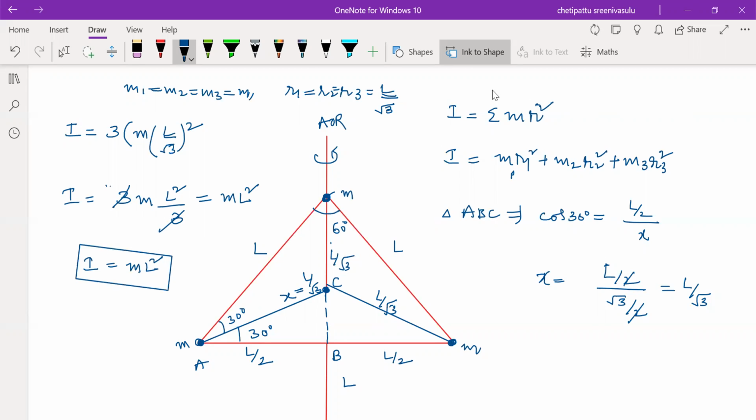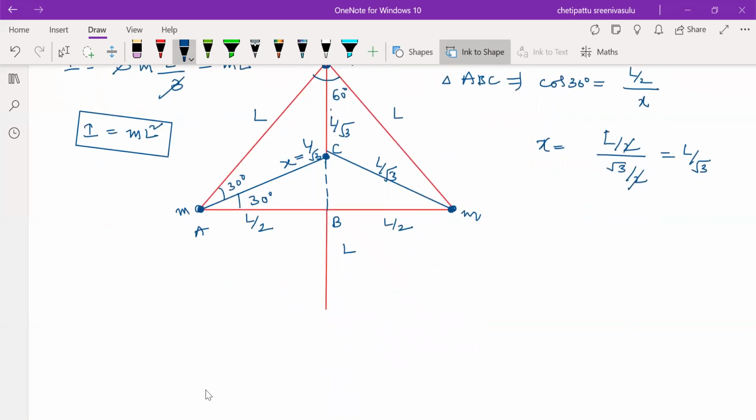What about radius of gyration? We take radius of gyration k equals root of I upon m. I is how much? ml square, we know that. M is how much mass? 3m. Total mass we need to consider. So k equals, m gets cancelled, finally L upon root 3. This is the radius of gyration.